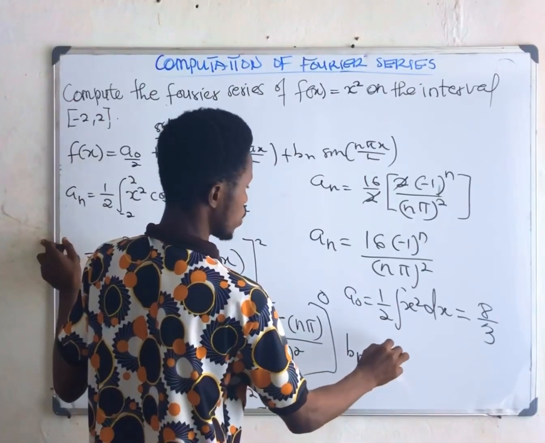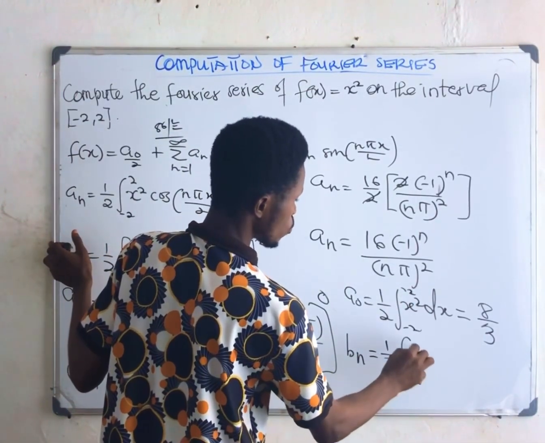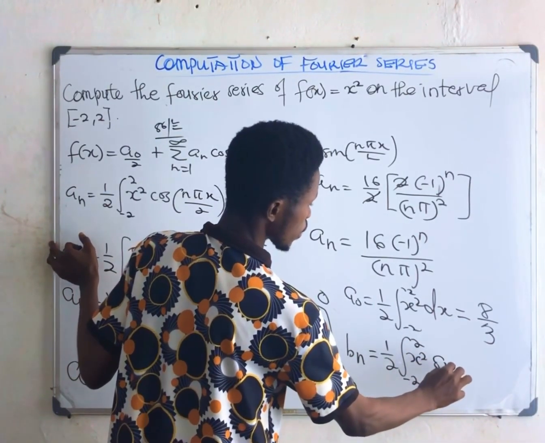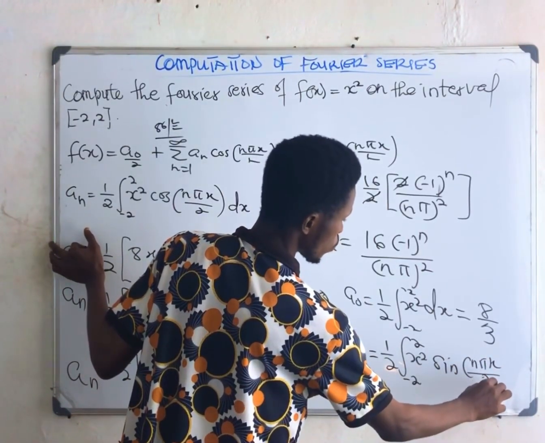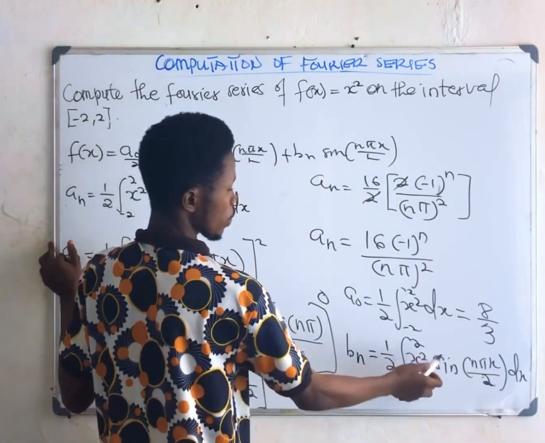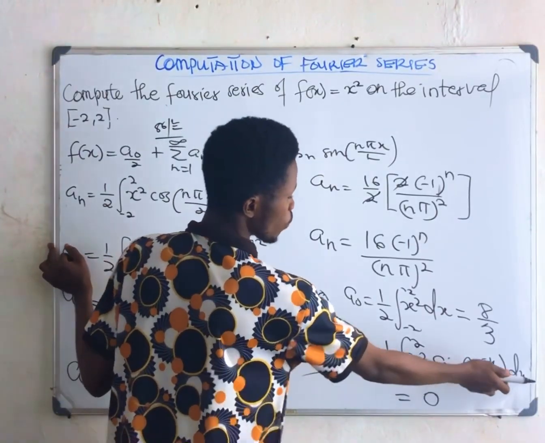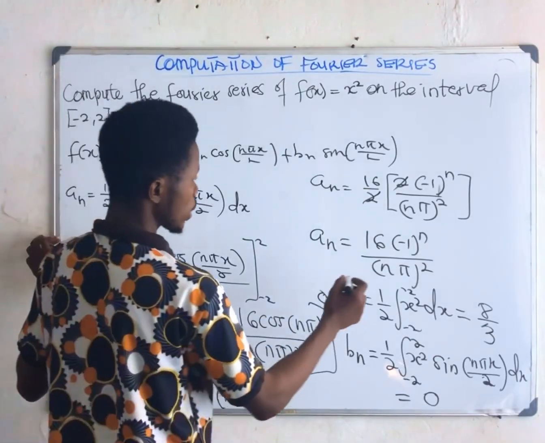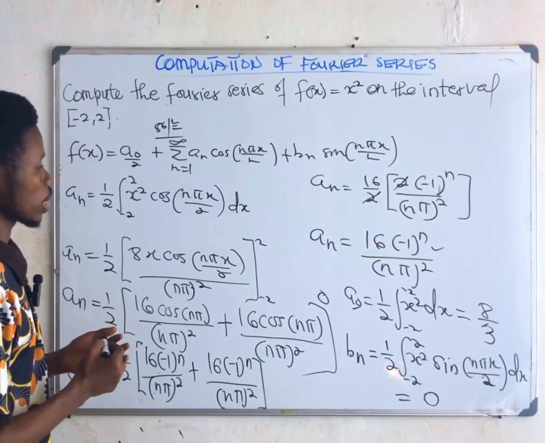Bn is going to be 1 over 2 integral. This is negative 2 to 2. Okay, negative 2 to 2, x squared sine n pi x over 2 dx. So what do you think will be the answer for this? 0, right? This is even, this is odd. Even times odd is odd. So if you integrate the whole of this, you get what? 0. So now, it means that the answers for an and a naught are as found, and the bn is what? 0. So let's do the substitution.